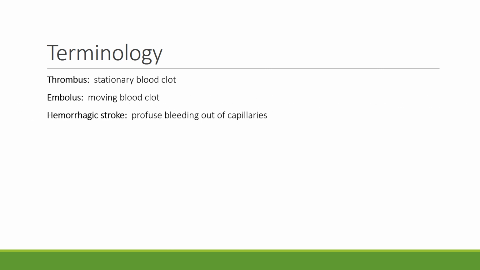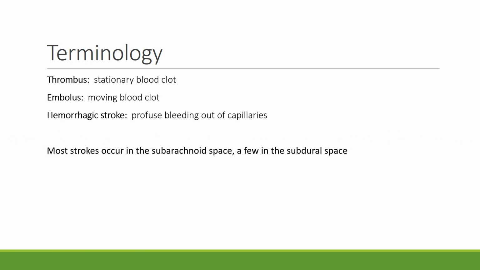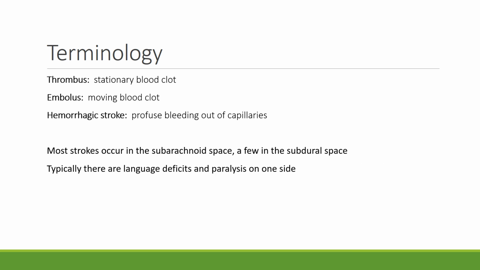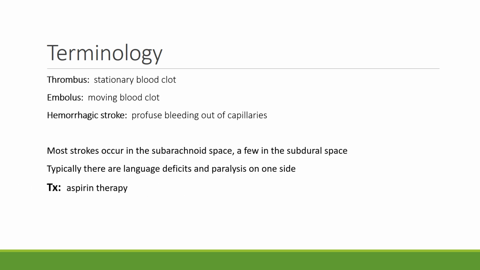Here is some terminology related to strokes. A thrombus is a stationary blood clot. An embolus is a moving blood clot. And a hemorrhagic stroke is profuse bleeding out of capillaries. Most strokes occur in the subarachnoid space, and a few occur in the subdural space. Typically, there are language deficits and paralysis on one side. The preventative treatment for this is aspirin therapy.